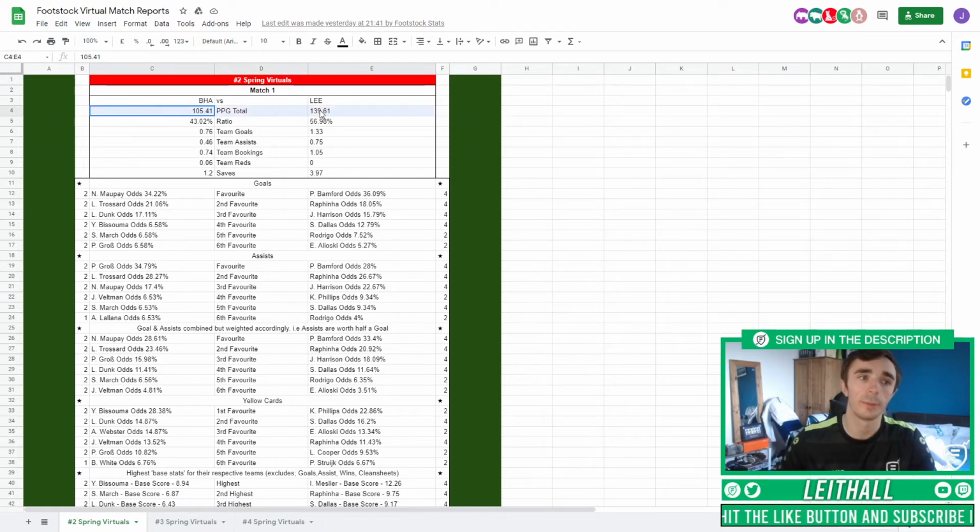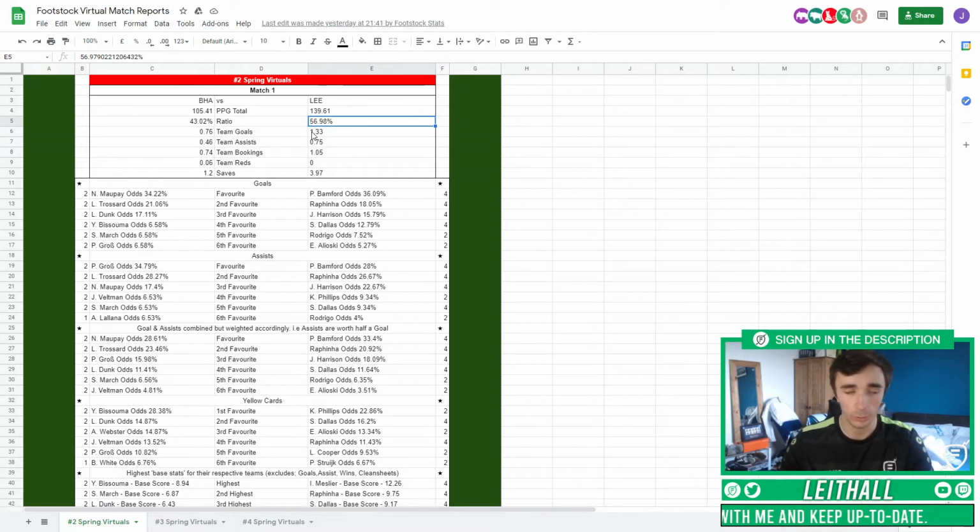First of all, we've got the PPG total. That is simply the PPG average of each of the starting 11 put together. And as you can see, Leeds come out on top, and in terms of a ratio, it gives Leeds almost a 57% advantage over Brighton in that respect.